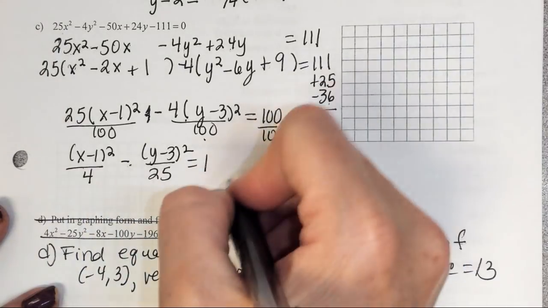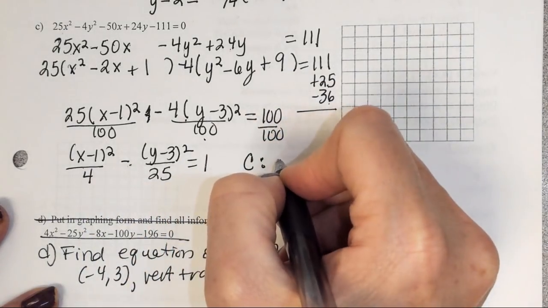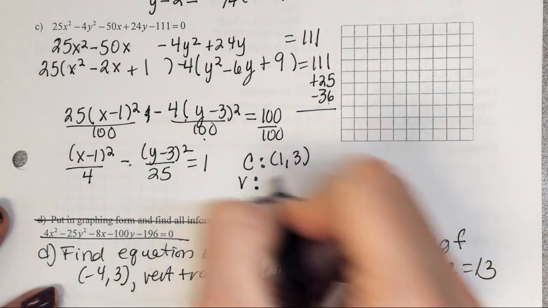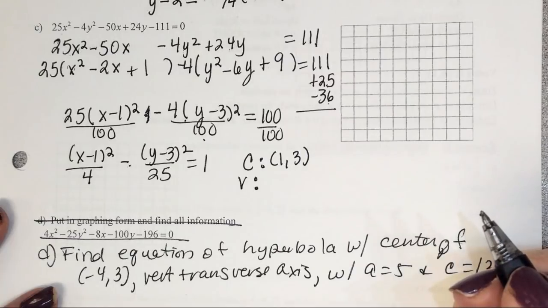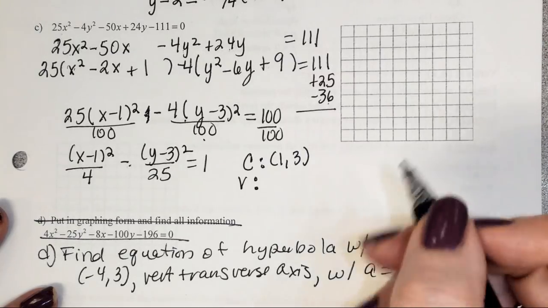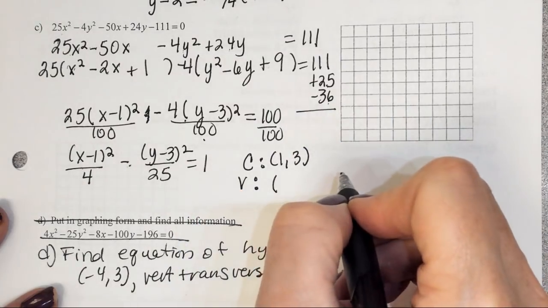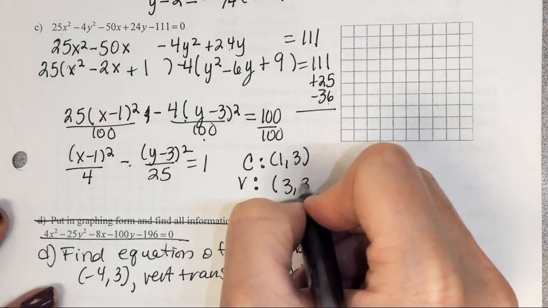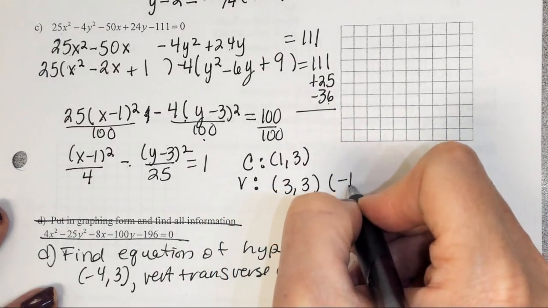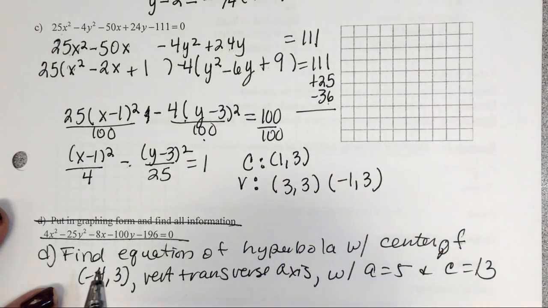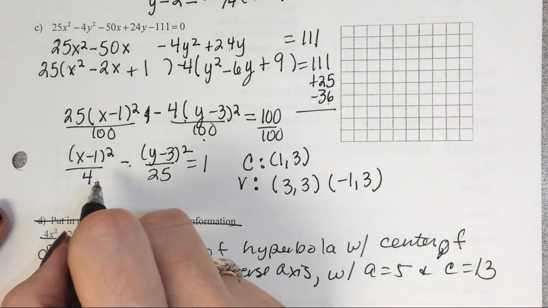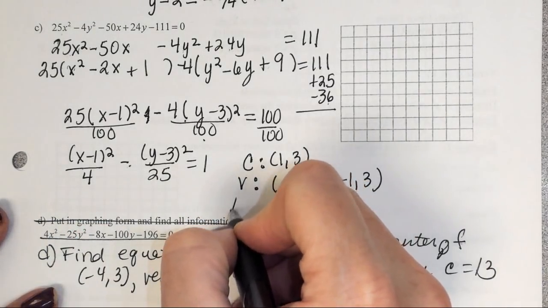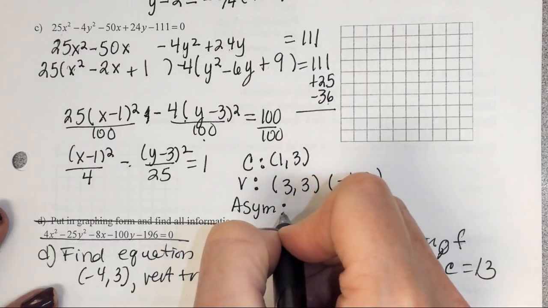All right, so what's the center going to be, guys? 1, 3. Okay, we're just going to find the vertices. The vertices is the same thing as the transverse axis endpoints. So what's that going to be? Three, I agree with. And what else? -1, 3. Does everybody see why? How far are we going out? 2 in the what direction? X direction. Okay? And then the other thing we're just going to write is the asymptote equations.